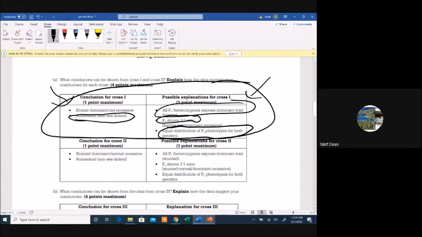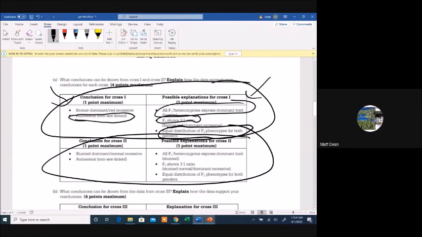So here's cross 2. Here are the scoring guidelines for cross 2. What they want you to say for 1 point is that stunted is dominant, normal is recessive. And the way you know that is that all F1 heterozygotes express the dominant stunted trait. So you got a point for saying this and a point for backing it up with the data.